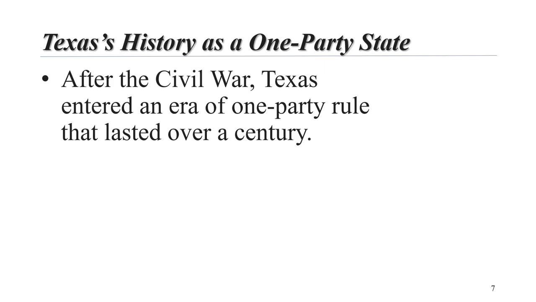After the Civil War, Texas entered into an era of one-party rule that lasted for well over a century. The only meaningful or competitive election was the Democratic primary. Republicans frequently did not run any candidate at all for any offices, and many counties had no Republican Party at all. However, by the mid-1940s, a split occurred between the liberal and conservative Democrats that developed in response to the New Deal and the civil rights policies of the day.